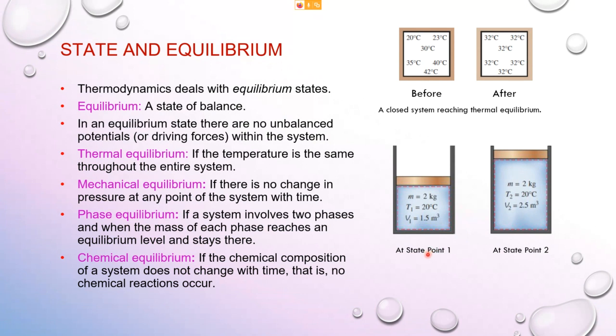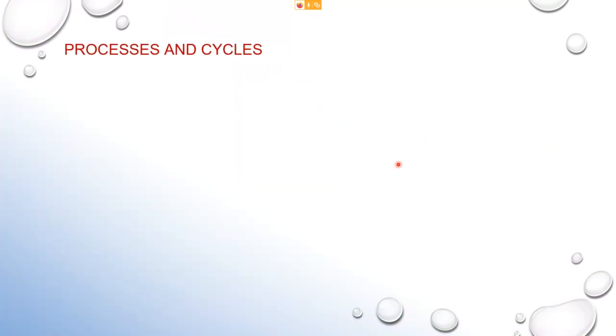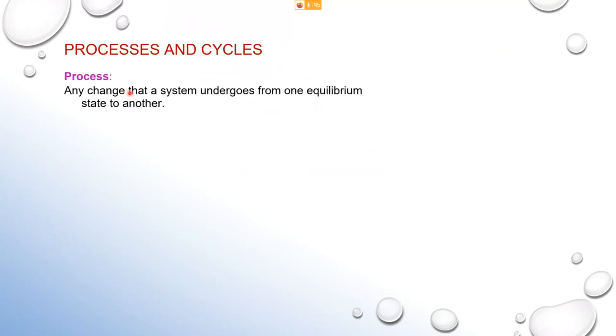Usually when a system undergoes a change in state point from one to another, we call it a process. Process means any change that a system undergoes from one equilibrium state to another. So remember, a process always consists of two state points. And if we draw a dashed line or a solid line connecting one state point to another state point, that line is called a process path.